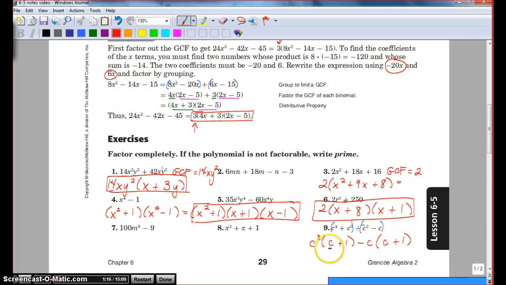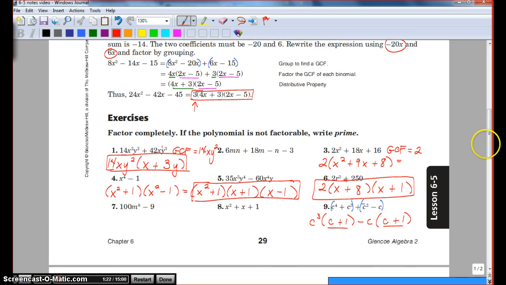Now what you have here, as you see in the parentheses, c plus 1 and c plus 1, those are the same binomials, where we can then factor that out. Because they're the same, factor it out, and then we are left with c to the third minus c, and that stems from these two terms. Okay, now we're not done.